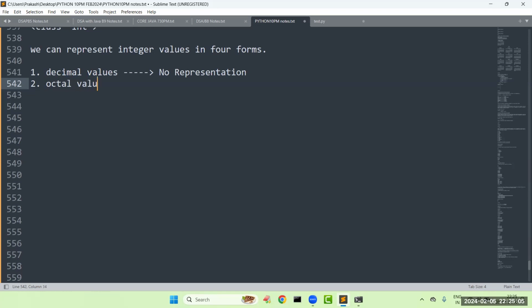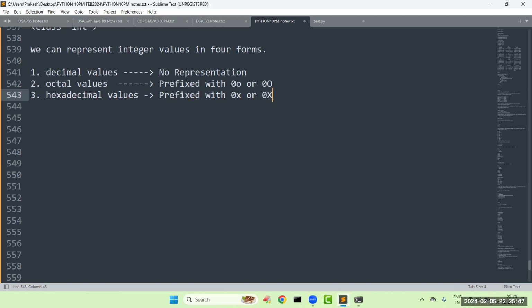Second, we have octal values. What is meant by octal values? It must be prefixed with 0o or 0O. If you want to represent octal values, compulsorily in the beginning you have to take 0 small o or 0 capital O. If any number is prefixed with 0o or 0O, it is called an octal number. Next, we can even represent the data in hexadecimal values. How to represent hexadecimal? It must be prefixed with 0x or 0X.